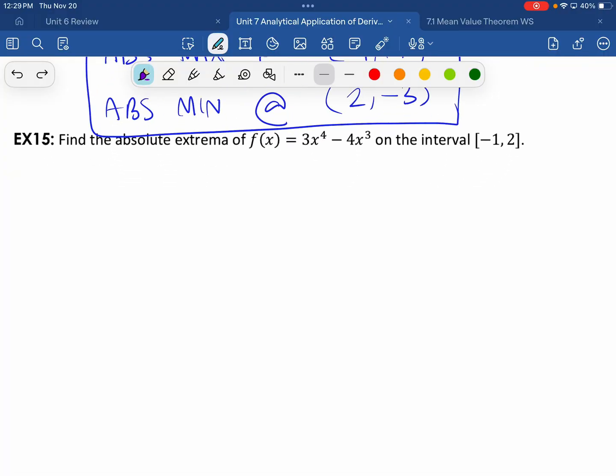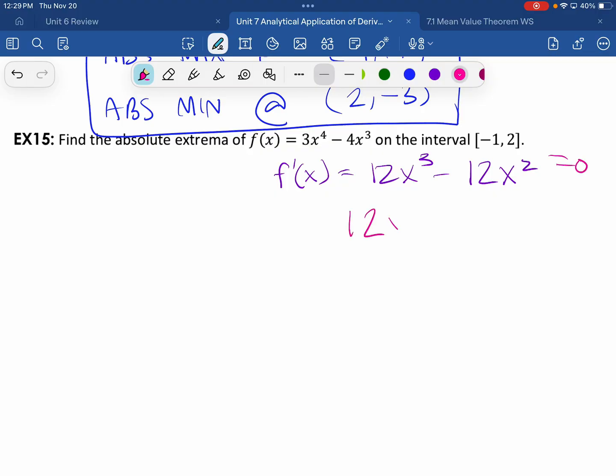Okay, last example, and then I'm done. What's the derivative? 12x cubed minus 12x squared. Yes. Okay, and then we're going to set that equal to 0. Take a 12x squared out, and you're left with x minus 1 on the inside. So x equals 0 and x equals 1.